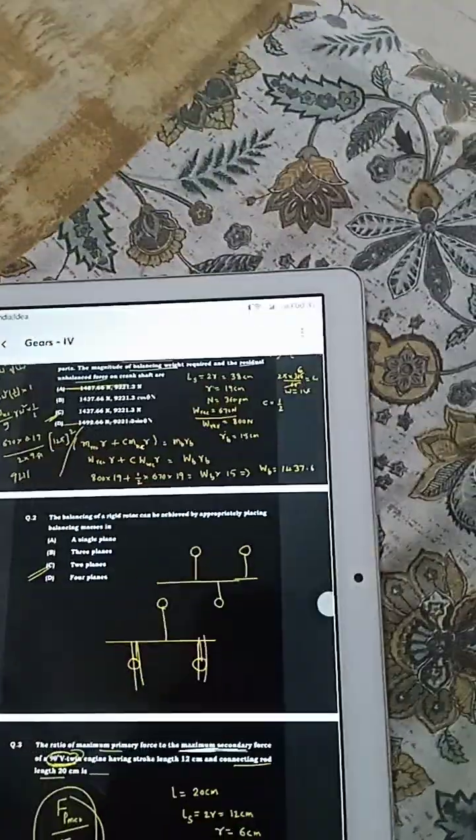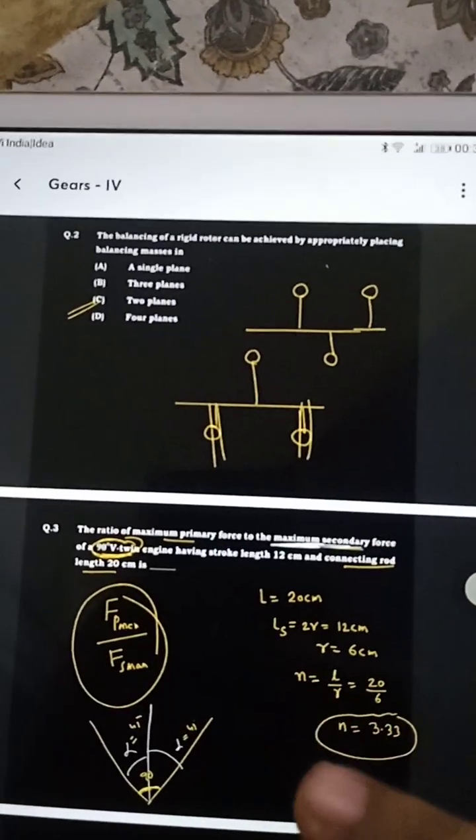So this is an ambiguous question. The third question is the ratio of maximum. This question is important.